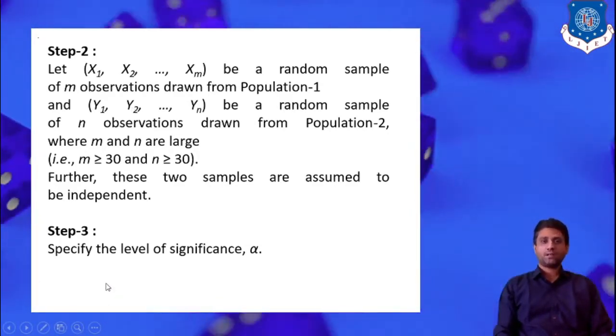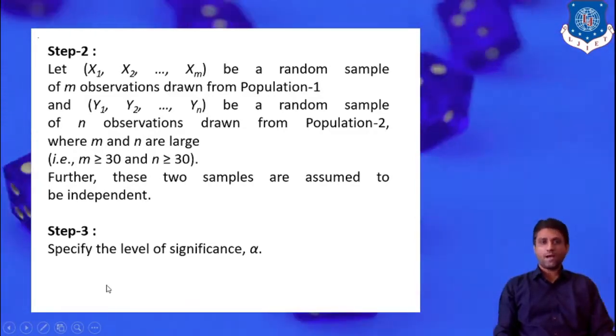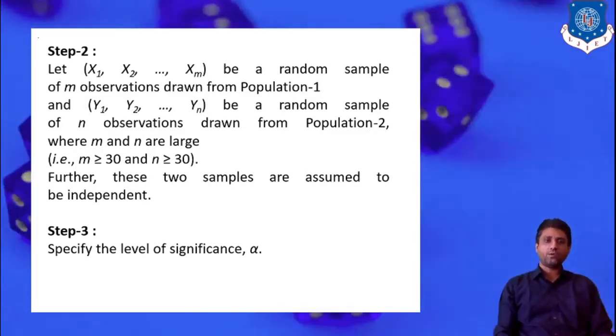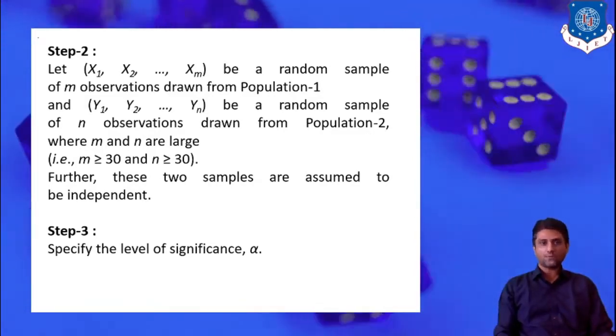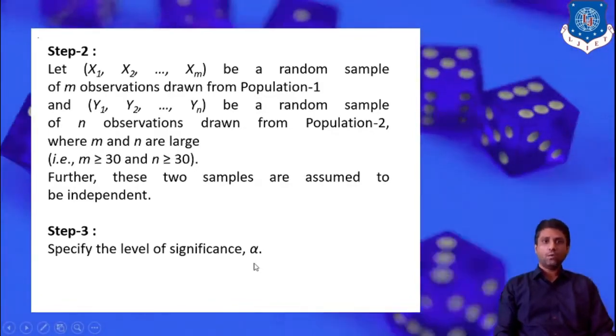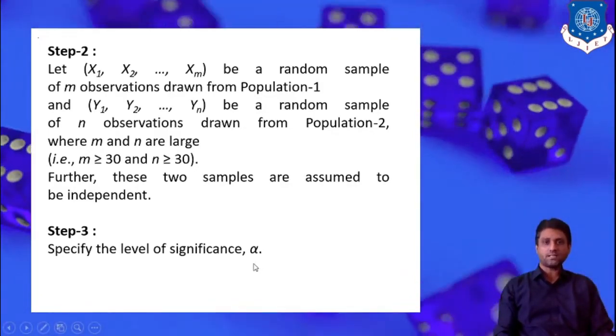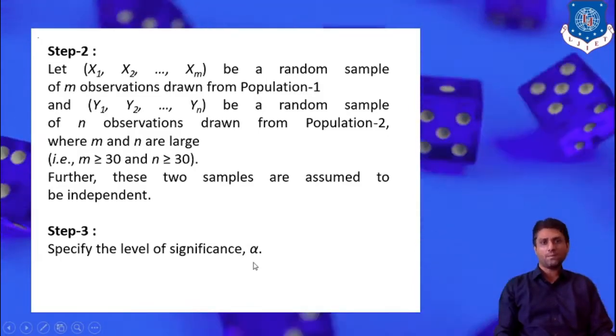Now step number 3. Before testing any hypothesis, you have to predefine your level of significance, that is alpha, whether it is 1%, 5%, 10%, or anything else.